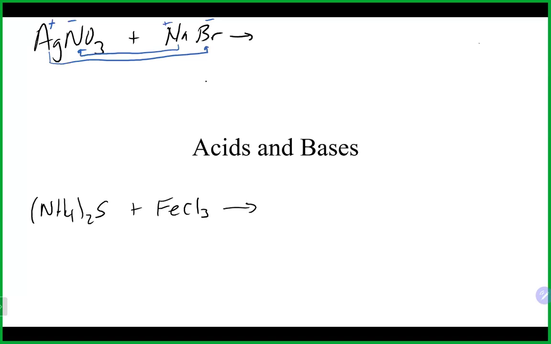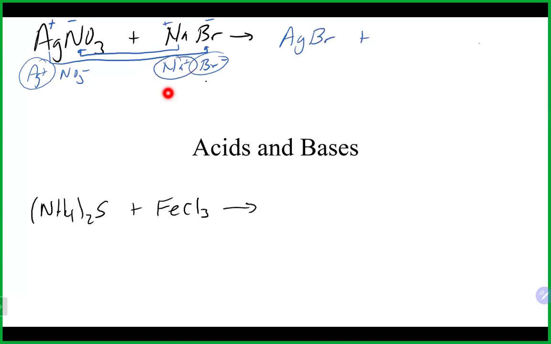So we're going to take a silver that has a +1 charge and put it together with a Br that has a -1 charge. So that's basically silver and nitrate. And this is sodium and bromide. So we're going to take this guy and this guy together. That's going to give us our proper formula here of AgBr.